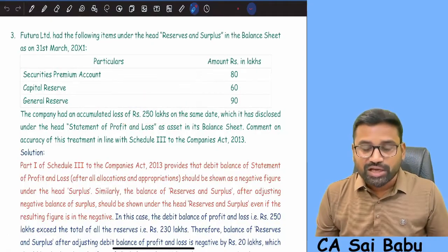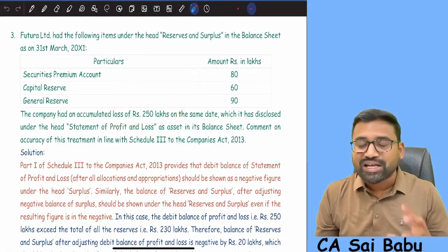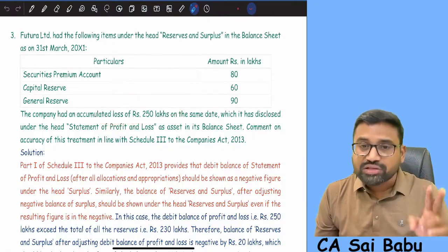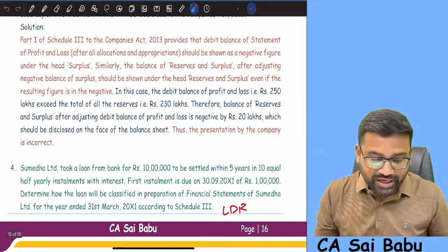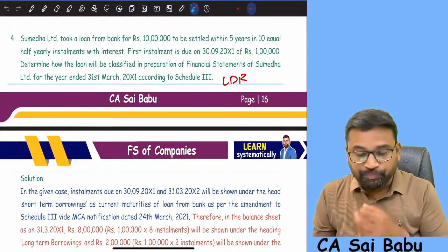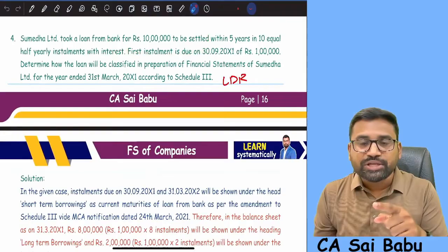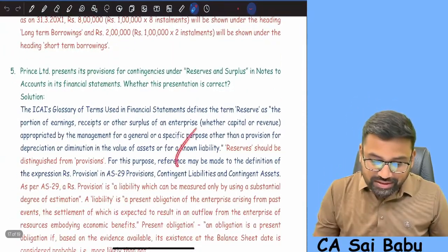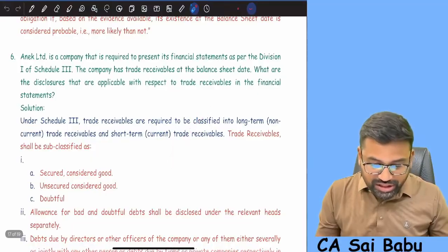And in practical question number 3, this company has a loss of 250 lakhs in the P&L account and they want to show this on the asset side. Is it correct? No. As per Schedule 3, if your P&L account has a loss balance, then also it has to be shown under the head reserves and surplus with a negative balance. And this question is relating to classification of liabilities. Just now I told you, any current maturities of long-term debt will be classified as short-term borrowings, not other current liabilities.